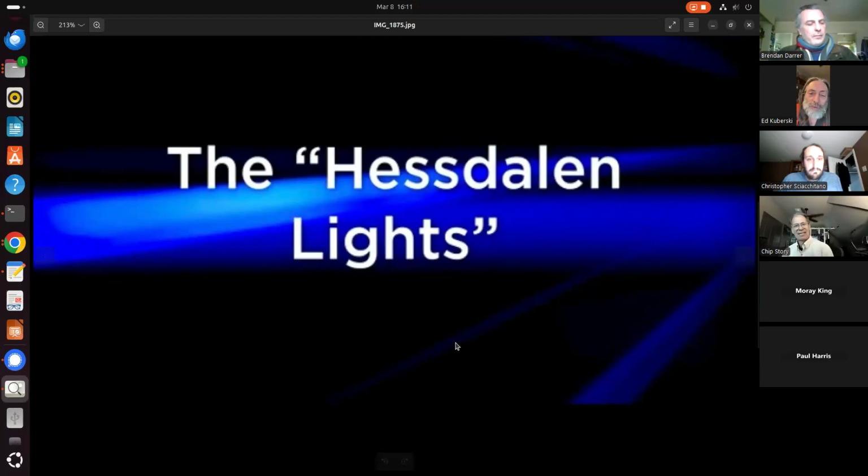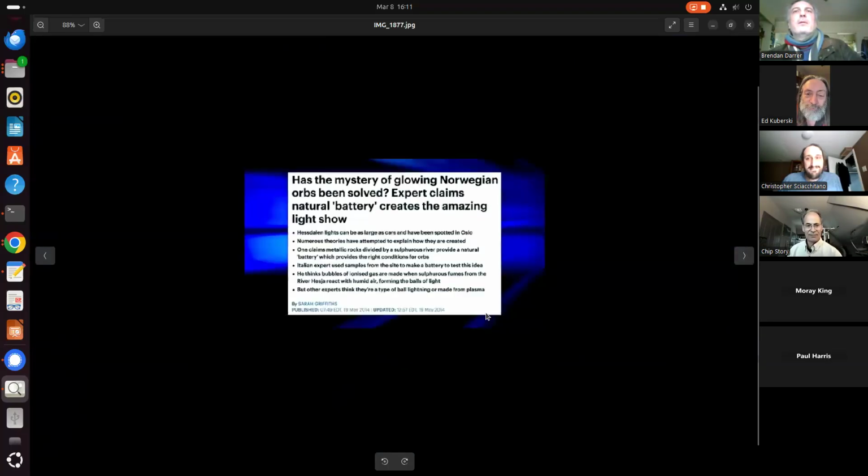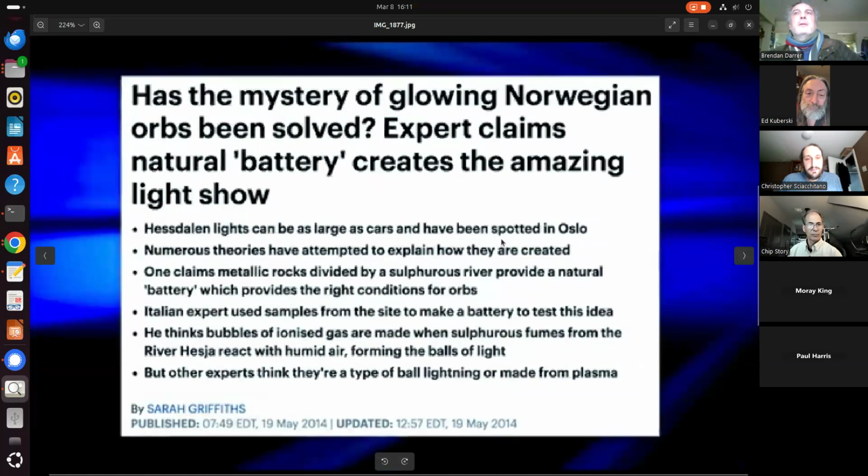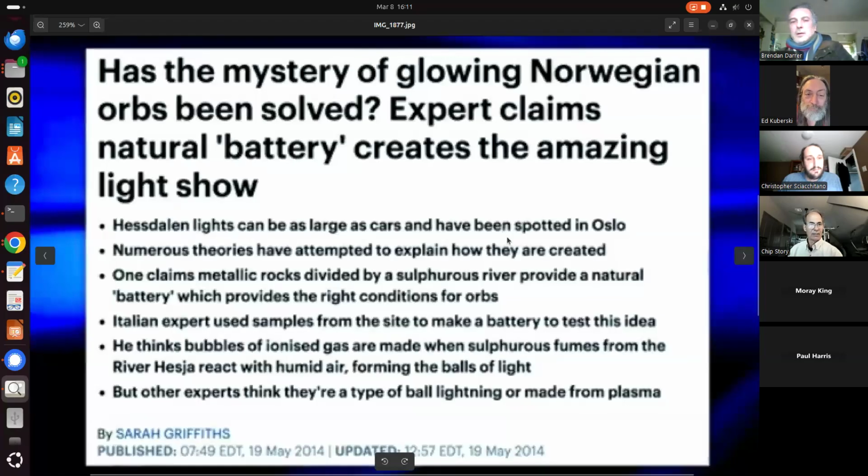The Hessdalen lights. I'm not sure if you guys have heard of this, but this is really very, very cool. Hessdalen lights, almost like the flower of life if you invert the thing or flatten it. All right, next slide.